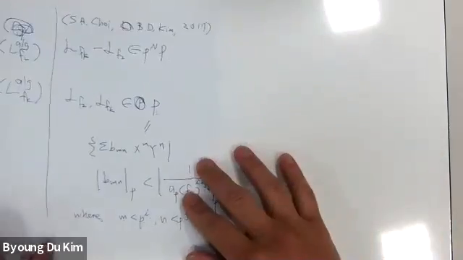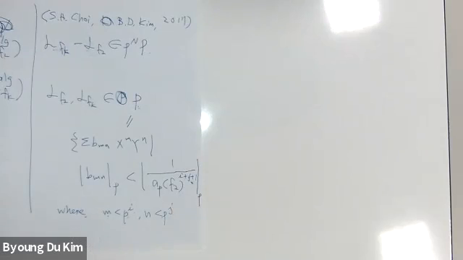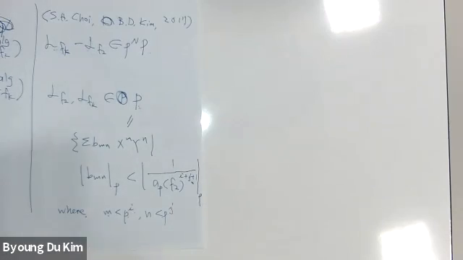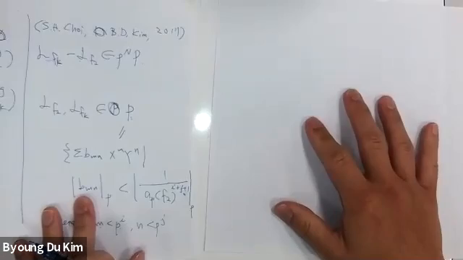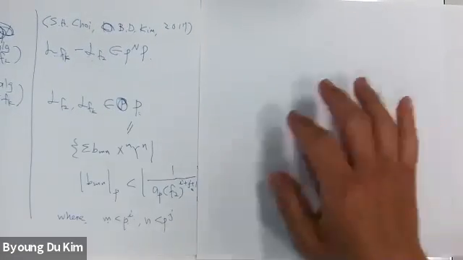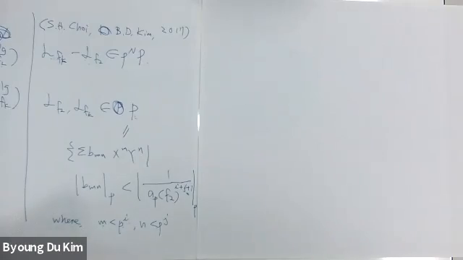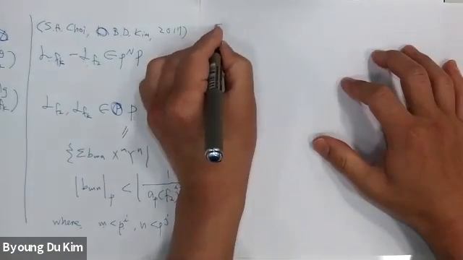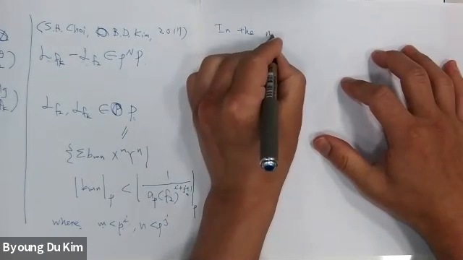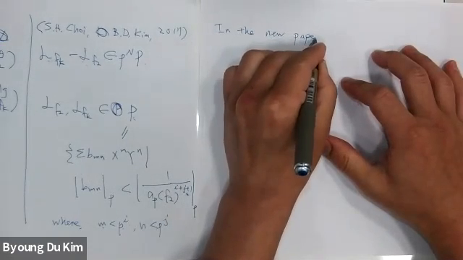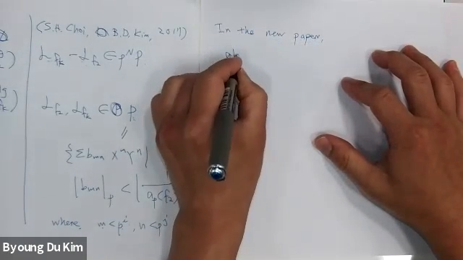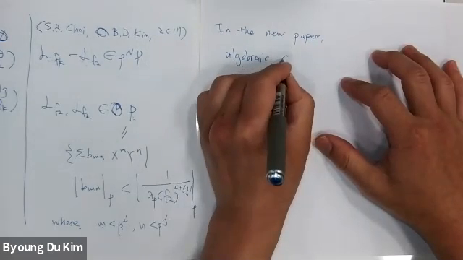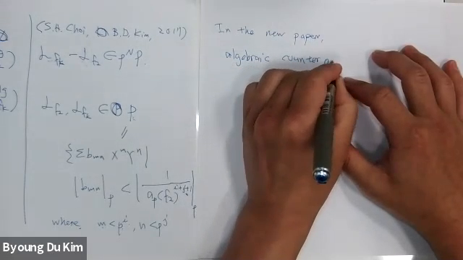Okay, then what about my new paper? My new paper that will be published in the Journal of Number Theory, I do the algebraic counterpart of this result, in a sense. So in the new paper, what I do is the algebraic counterpart.